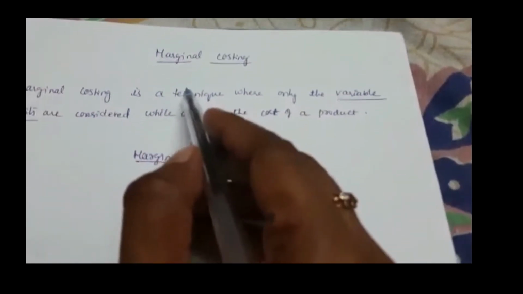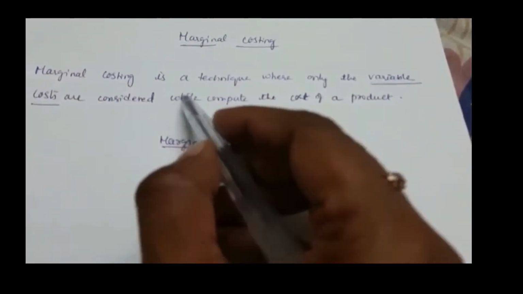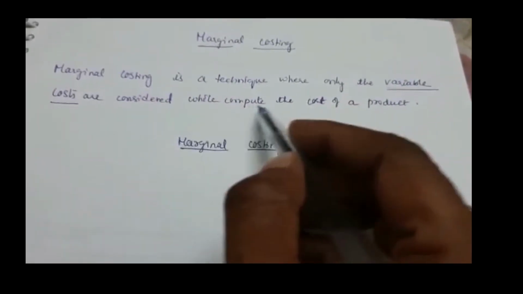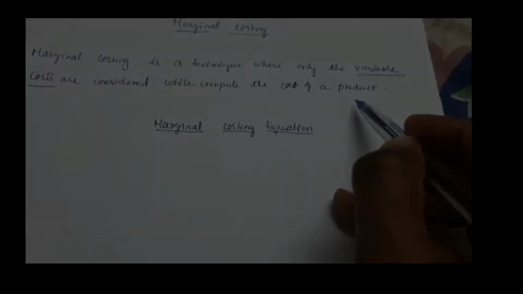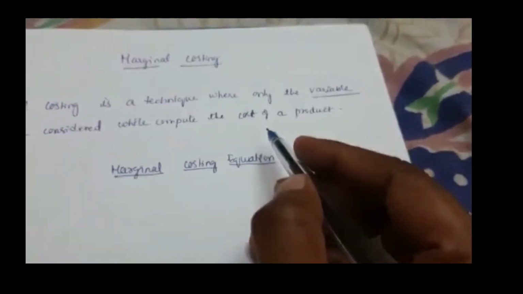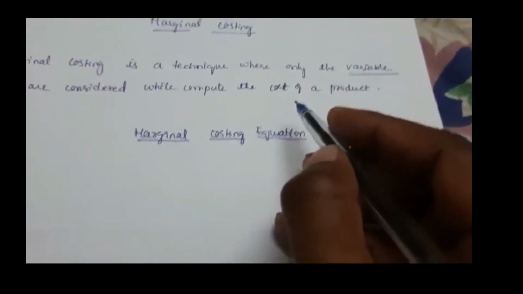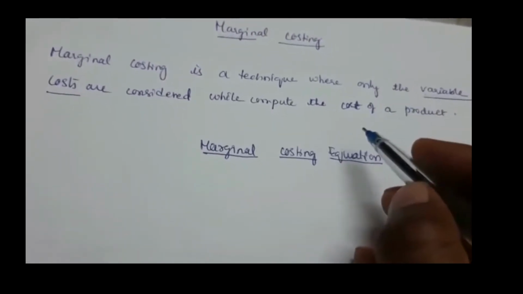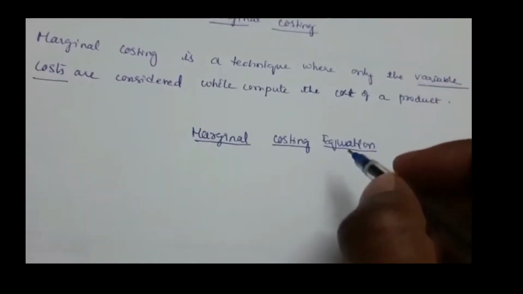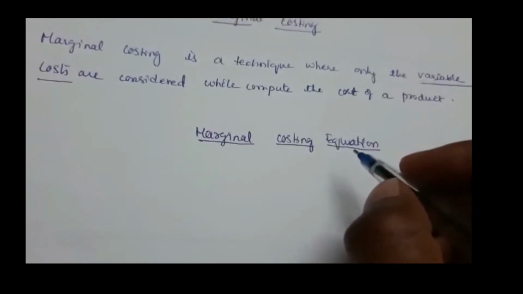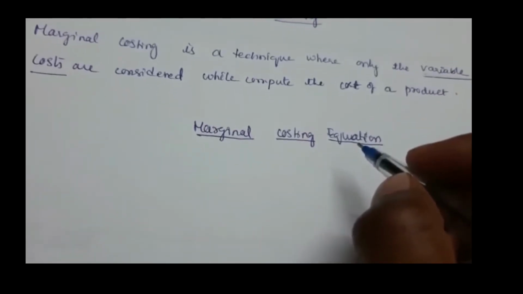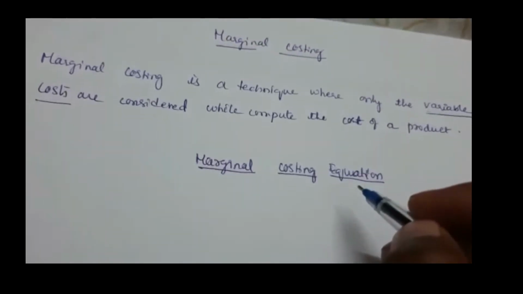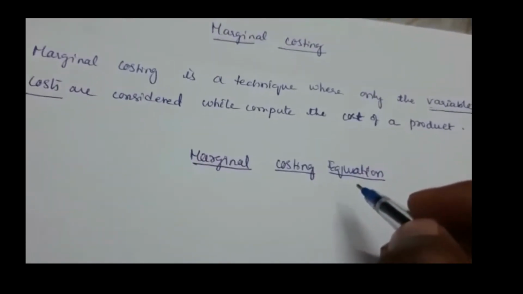Now we will see the concept of marginal costing. Marginal costing is a technique where only variable costs are considered while computing the cost of a product. Variable cost is also known as marginal cost. Any change in the variable cost will impact the number of units to be produced first, then the output next, and finally it will have an impact upon the profit.